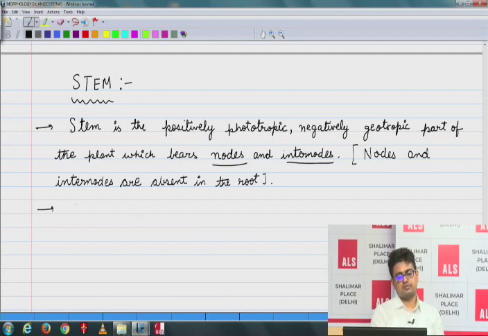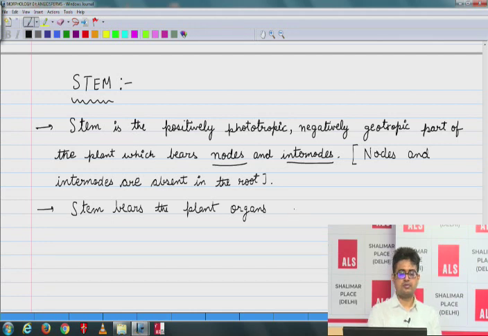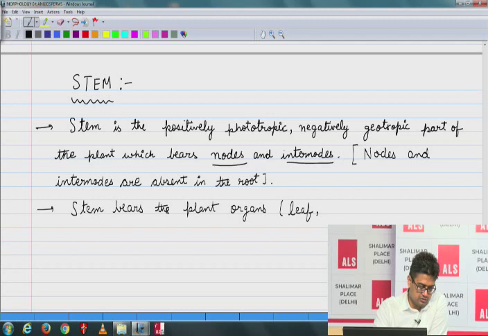Stem bears the plant organs, gives support and bears them. What are the plant organs that I am talking about? The plant organs are leaf, then branches, flowers, etc.